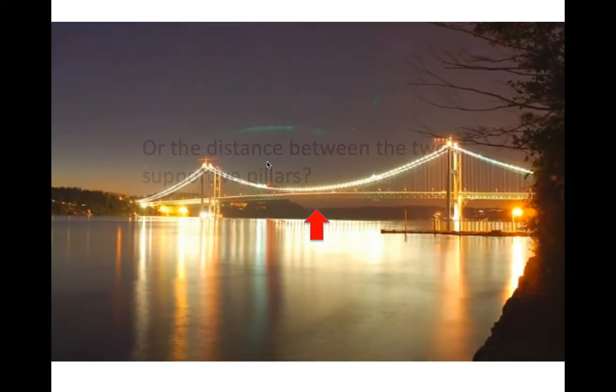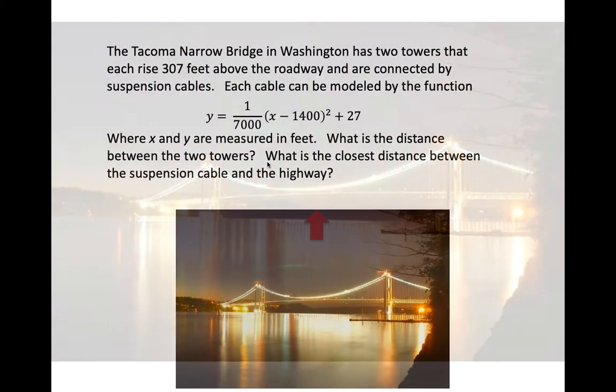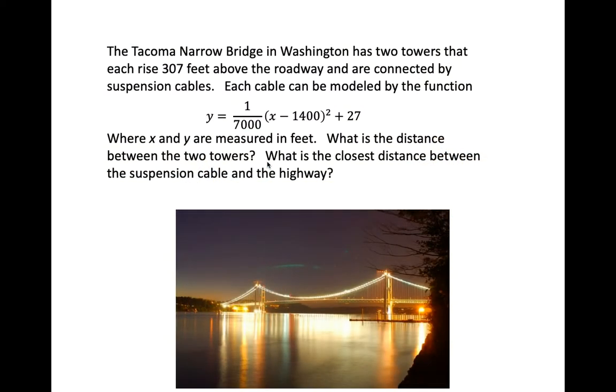So let's take a look at some of the numbers and focus on the vertex a little bit. Do take some time to read this question, but looking at the equation, you can see, sure enough, A was positive, and it's definitely a small fraction. No surprise. We can see the vertex is (1400, 27).